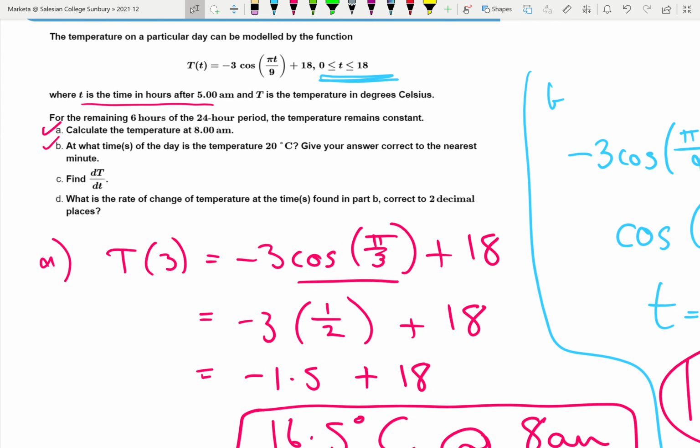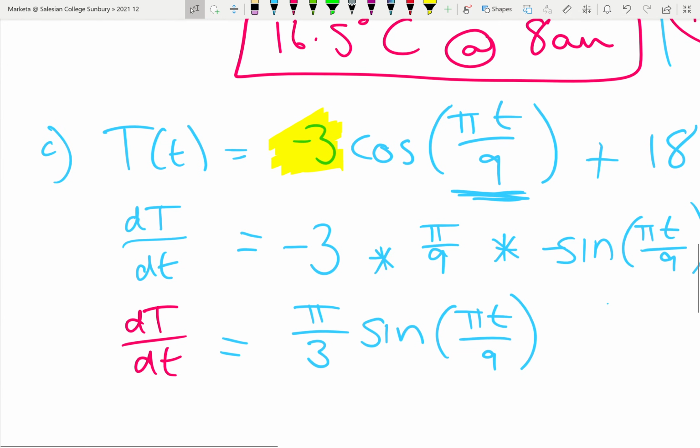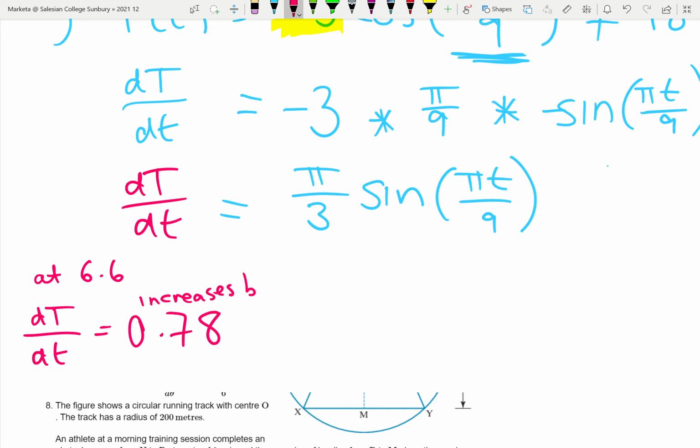And now they want the rate of change of temperature at the times found in part B. So the times found in part B, we had those decimals 6.6 and 11.4, and that's what we would sub in. So at 6.6, and you would just do this on CAS, we're going to get dT over dt equals, actually just sub it into CAS, so we're getting 0.78. And to answer that properly, we can say, well, this is positive, so it increases at a rate of 0.78 degrees Celsius per hour.